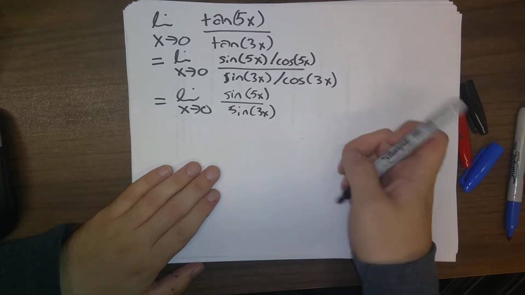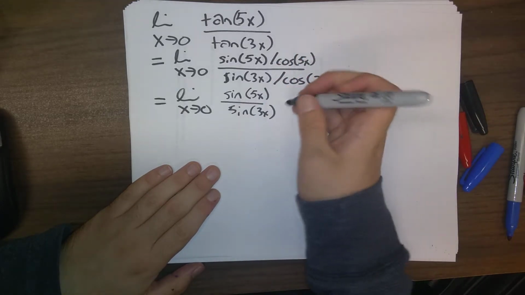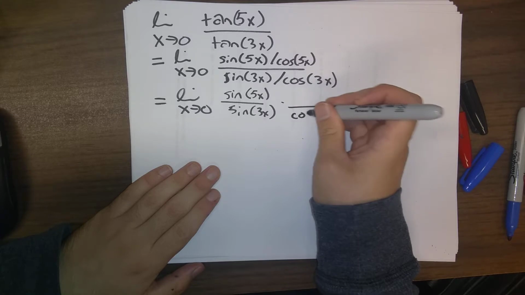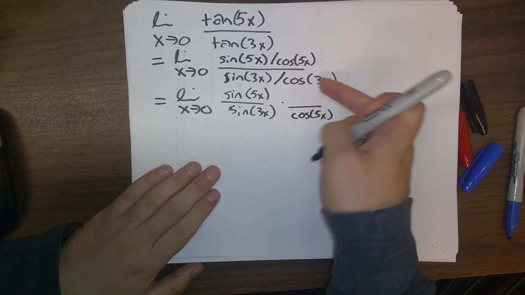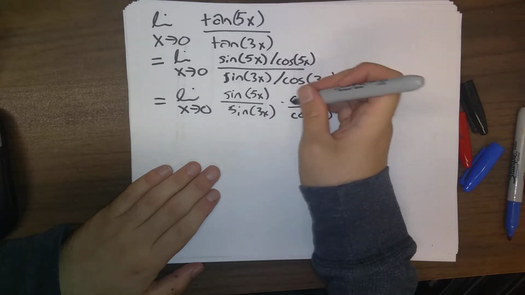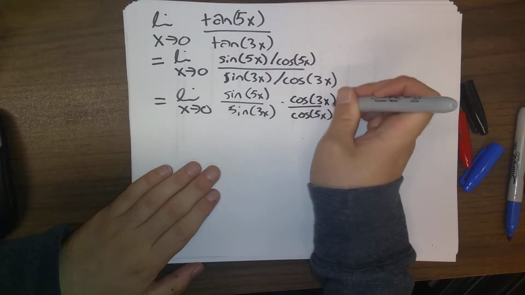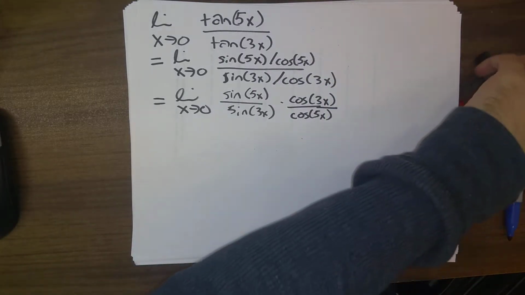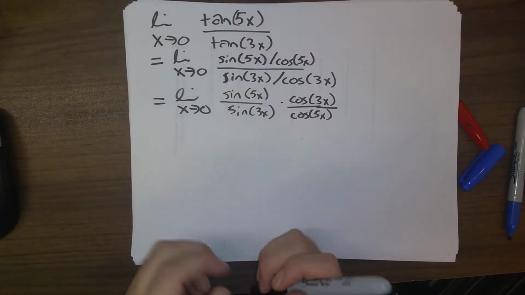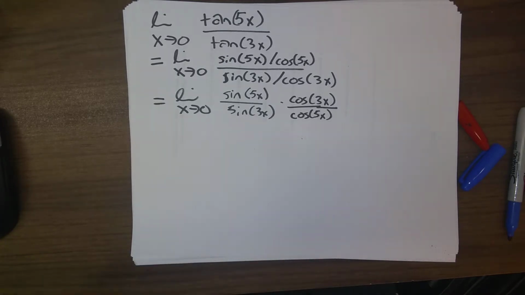And then the cosines in one place. Note that this cosine of 5x is in the denominator, and this cosine of 3x comes all the way upstairs to be in the numerator. And so this is what we have, and this is starting to look attractive.